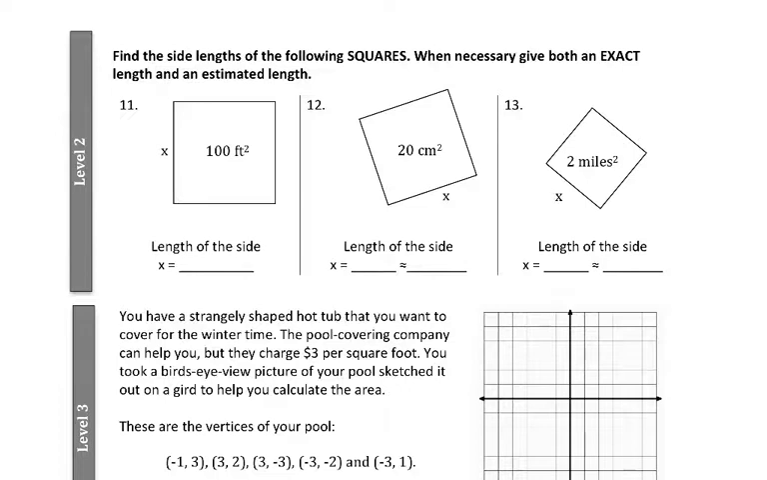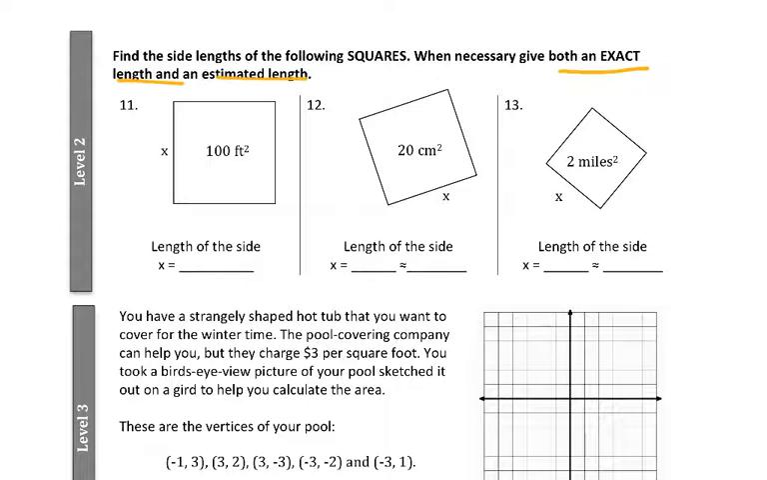Okay, let's head over to the next page. Okay, why don't I help you with question 12? So this is utilizing question 4 from the front side. In these examples, I'm telling you the area of a given square, and you need to tell me how long the side is. And I'll tell you why this is kind of saying, when necessary, give both an exact length and an estimated length. Let me tell you why.